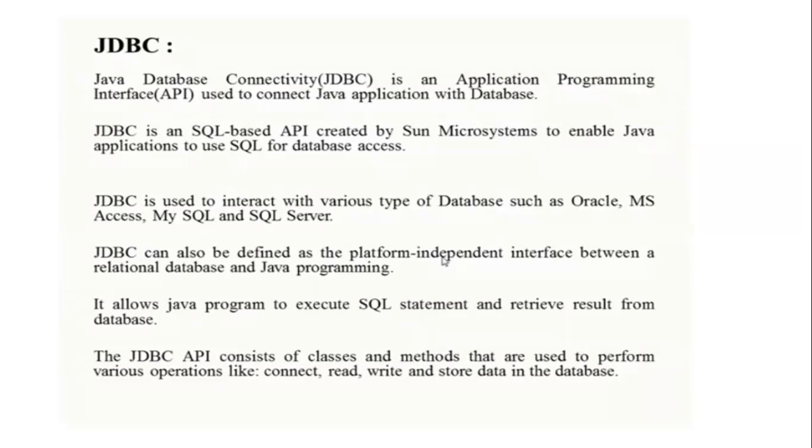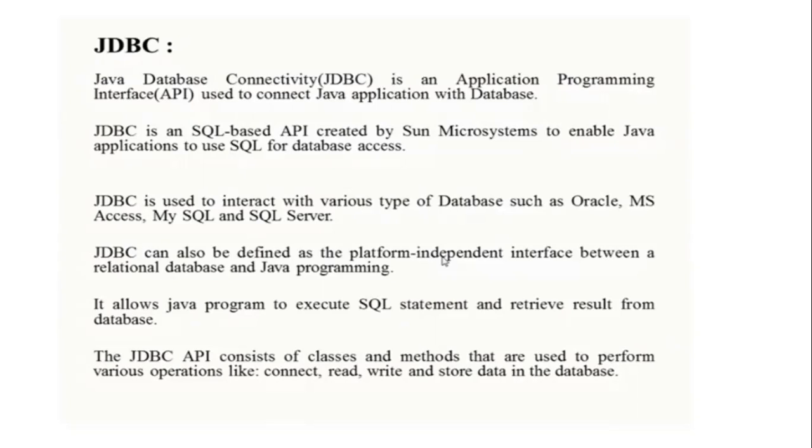JDBC can also be defined as a platform independent interface. This is a very important line: it is a platform independent interface, so it will be executed on any platform. JDBC can be defined as a platform independent interface between a relational database and Java programming. It allows a Java program to execute SQL statements and retrieve results from the database.